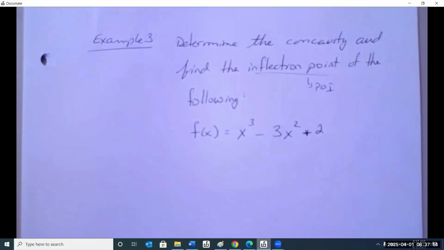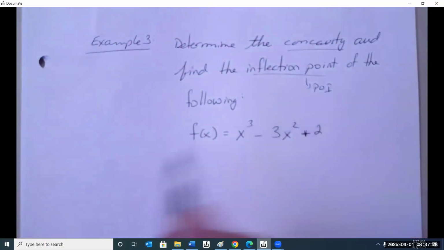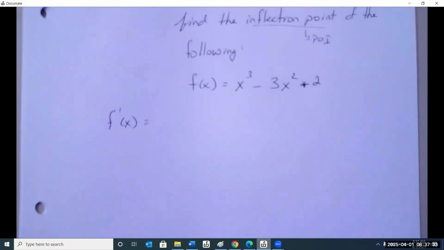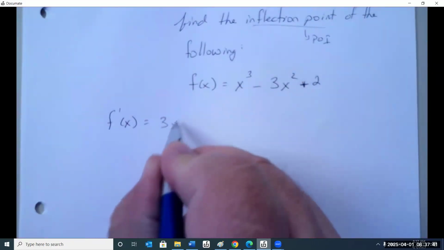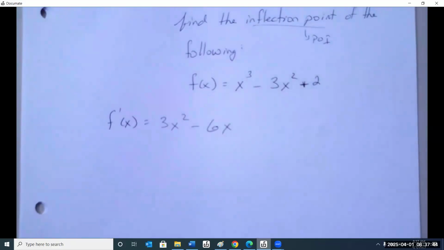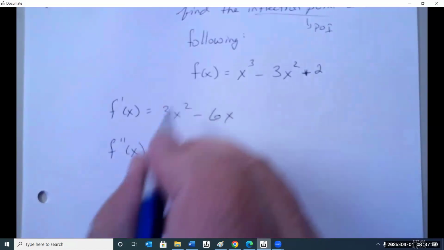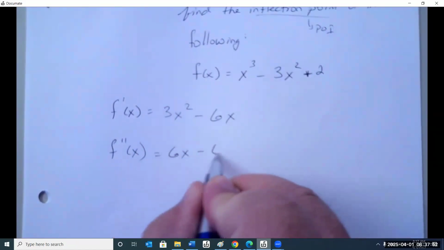So what's the first thing you have to do? Let's find the second derivative, because concavity deals with the second derivative. So our first derivative is going to be what? 3x squared minus 6x. The second derivative is going to give us 6x minus 6.